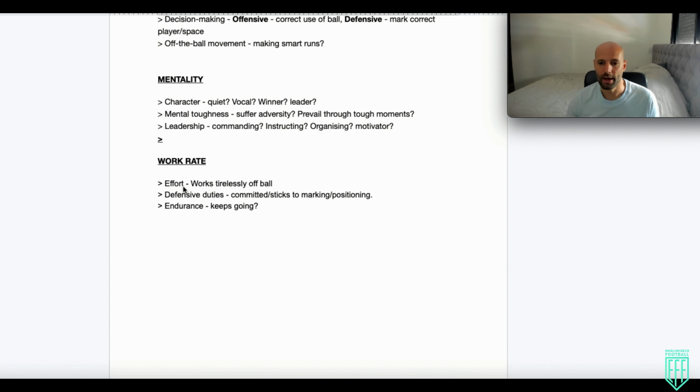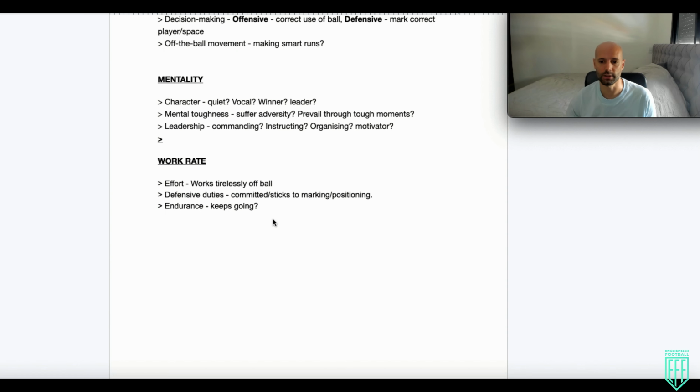So I put here effort. Does the player work? Does he work tirelessly off the ball? So this could be a player who's constantly pressing. He's constantly dropping into shape, the defensive shape. He's constantly covering for teammates. He's constantly sprinting back into defensive positions. So is he doing all of those things? And of course, is he sprinting to get into attacking positions too?